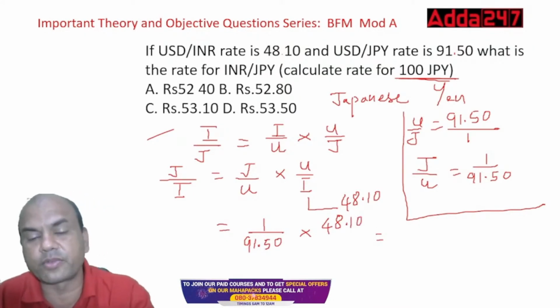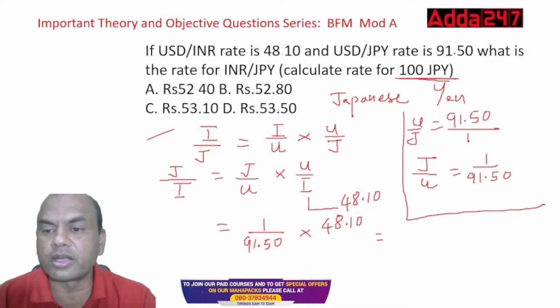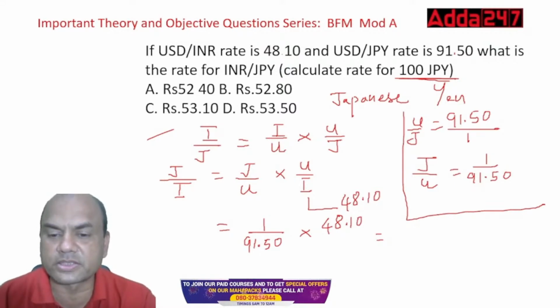So what is the answer now? Do it on the calculator, everyone. Try it on the calculator. Let me get the answer in the comment section. Everyone, give me the answer in the comment section. 48.1 divided by 91.5. Okay, so it is 0.5256.